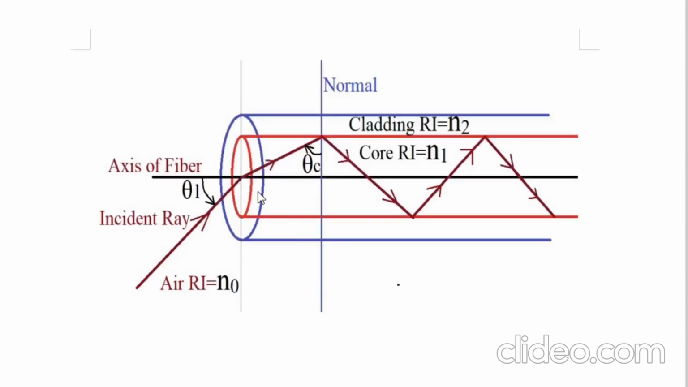Now the same diagram is drawn in three dimensions, meaning the core is shown as a cylindrical part, the cladding is also a cylindrical part, and the axis of the fiber is here. On the left-hand side there is air, on the right-hand side there is the core material. The ray of light is launched into the core, normally at the center of the core, and this theta 1 is the angle between the axis of the fiber and the incident ray.